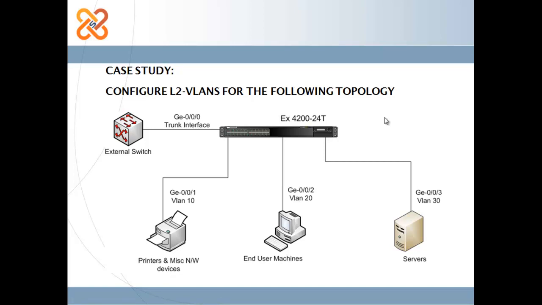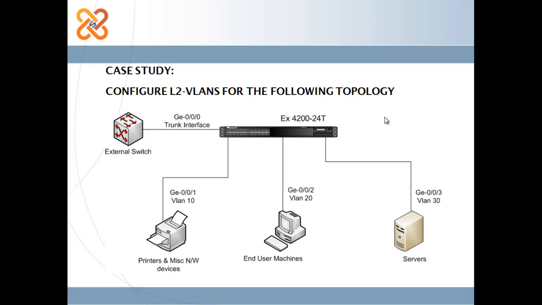The first GigEther interface, ge-0/0/0, is going to be configured as a trunk interface as it connects to an external switch. This trunk interface is going to carry all the VLANs that we configure on this particular switch. The trunk interface is that interface which can carry more than one VLAN.